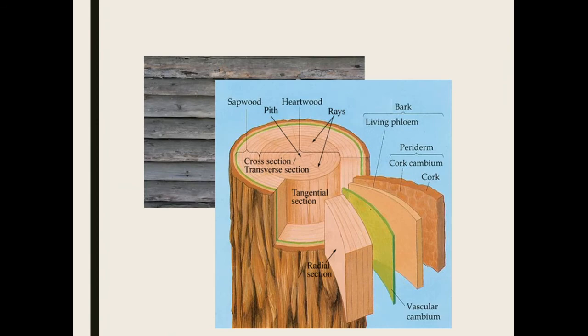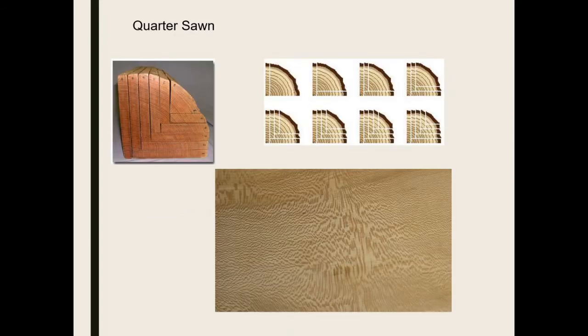So what we're going to have a look at now is actually conversion. The word conversion is to do with how you take the tree, and then how you actually take that and turn that into usable planks. So I'm going to show you in a second. There's a few main ways that this is done. So your first one is quarter sawn.